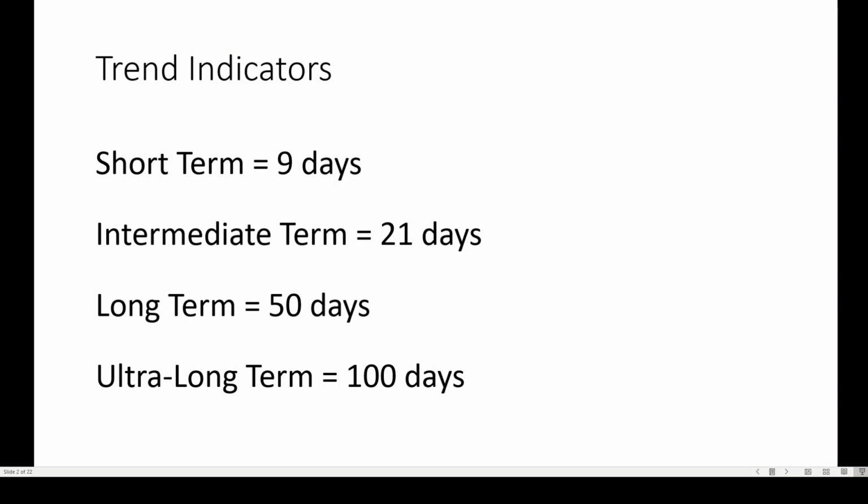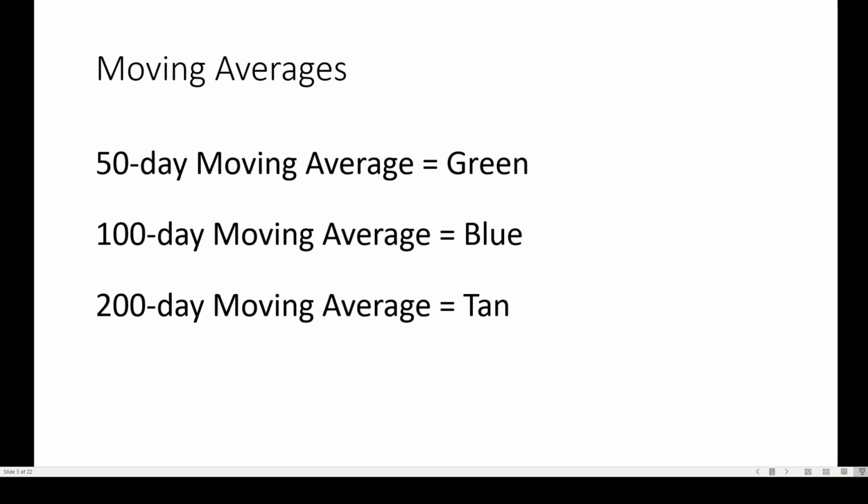We've got the trend indicators. Short term is 9 days, intermediate 21, long term 50, ultra long term is 100. Looking at the moving averages that you will see on my screen, the 50 days in green, 100 days in blue, 200 day is in tan.